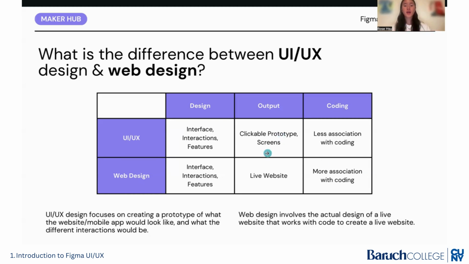So the output of UI UX would be a clickable prototype or screens that show you what this app or website would look like, but it wouldn't actually be a live website or app that you could download at the App Store or access through Google. That's what web design would actually be, which would also mean that it involves more coding because you're actually building this design and making it real. Whereas in UI UX, you're mostly focusing on what this design is, what it looks like, and handing that off to engineers to build.